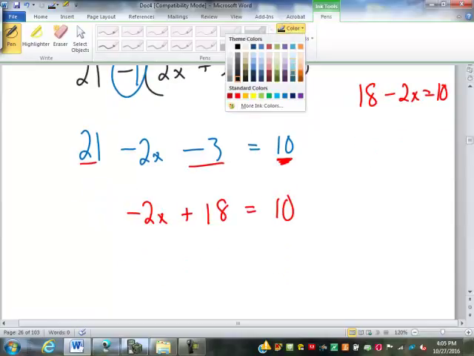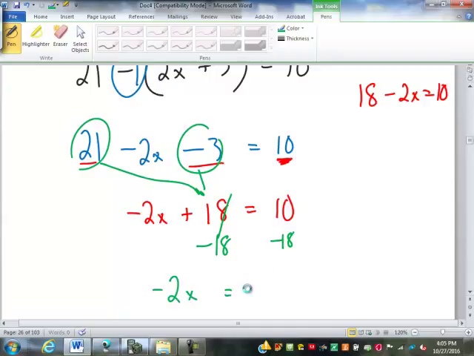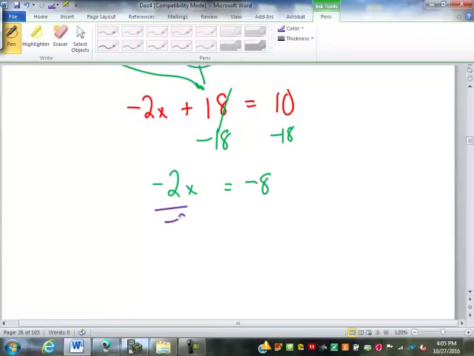So all we did there, yes, we combined the 21 and the -3 to make 18 here. Now what? Now we subtract 18. So -2x equals 10 minus 18, which is -8. And then divide by -2. X equals 4. Not so bad?